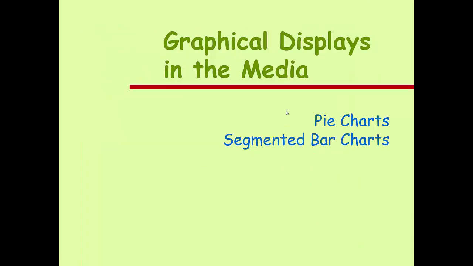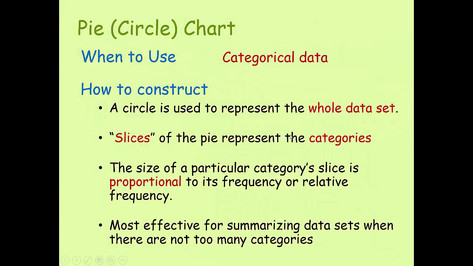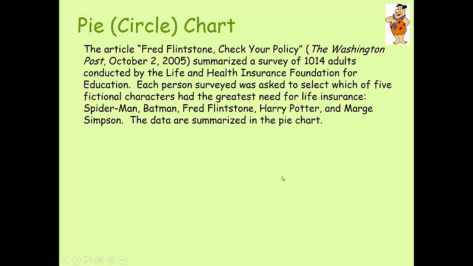All right, let's look at maybe some more graphical displays you see in the media, such as a pie chart. This is categorical data. We use a circle to represent the entire data set, and each slice is a category. The size of each slice is proportional to its frequency. And this is definitely more effective when you want to summarize data sets when there aren't too many categories.